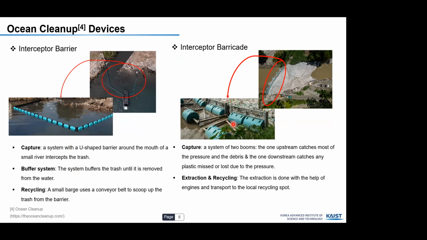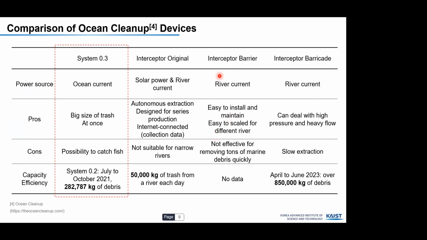So it consists of 2 booms. The one upstream catches most of the pressure and the debris, and the one downstream catches any plastic waste lost due to the pressure. So we did a comparison table, and since our location is not a river but a sea, we chose the system of 3, but since it's for ocean purposes, we need to size it for our location.